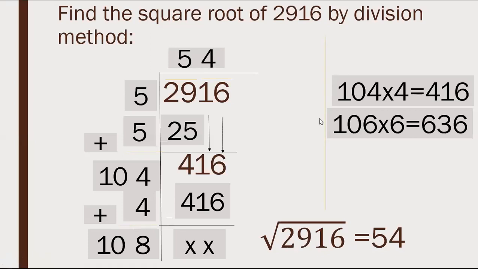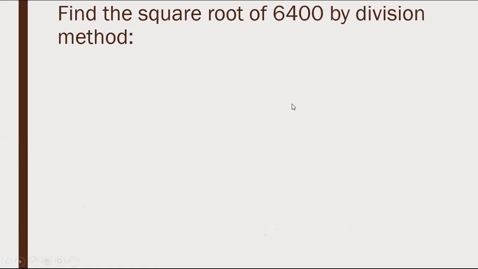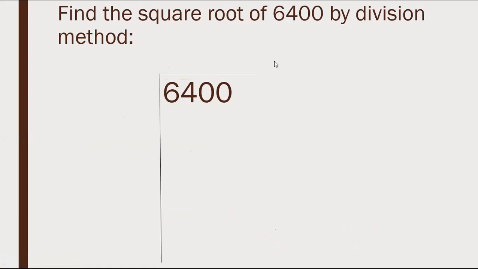Everything is clear? Now, the next question is 6,400. Again, we have to make the pairs. So two pairs are there, 64 and 00. So we want a number which when multiplied by itself gives 64 or less than 64. Which number can we take? Quickly write in the chat box.